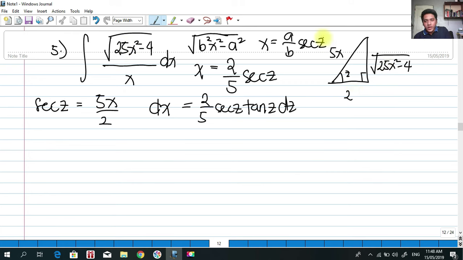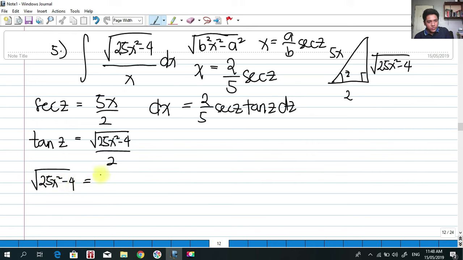So as you can see here, we cannot use hypotenuse because it has a term x. So as much as possible, we don't want to use that. So we can only use adjacent and opposite. So we can use the tangent function. Tangent of z is opposite over adjacent. Okay, TOA, opposite is the square root of 25x squared minus 4 over 2. Cross multiplying, we have the square root of 25x squared minus 4 equals 2 tangent of z.